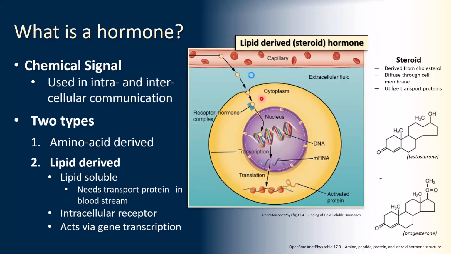Because of that, the receptors for these are typically intracellular. So we have one here in the cytoplasm, that may be a common place, or there may be one down in the nucleus right away. Either way, no matter how many steps we have going on here, the lipid-derived hormones are going to act via gene transcription. Their job is to get into the nucleus in one way or another, access the DNA there, find the gene that they're looking for, and transcribe the proteins that are going to enact the change for these cells.